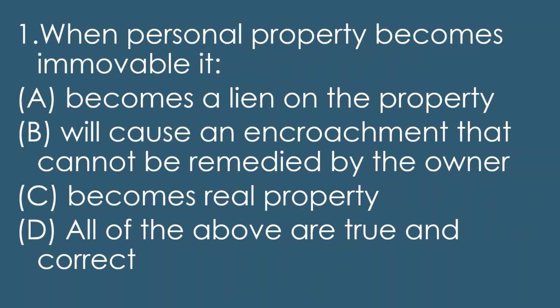One, when personal property becomes immovable, it A, becomes a lien on the property, B, will cause an encroachment that cannot be remedied by the owner, C, becomes real property, D, all of the above are true and correct.